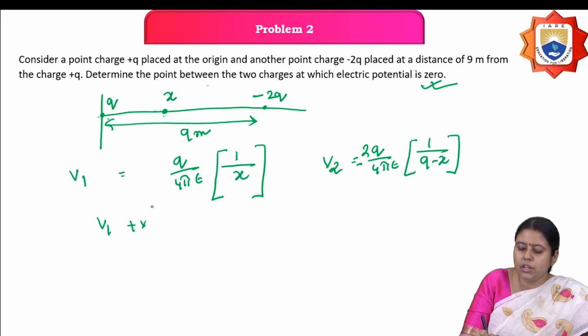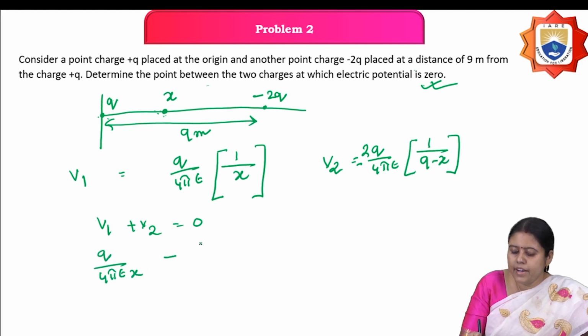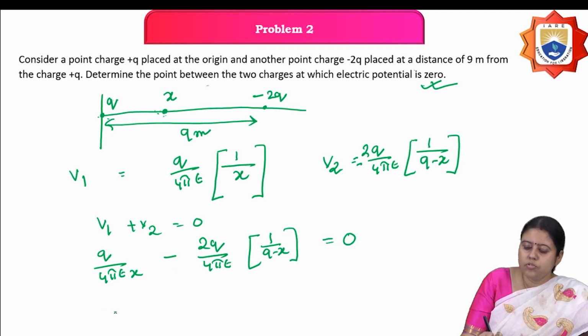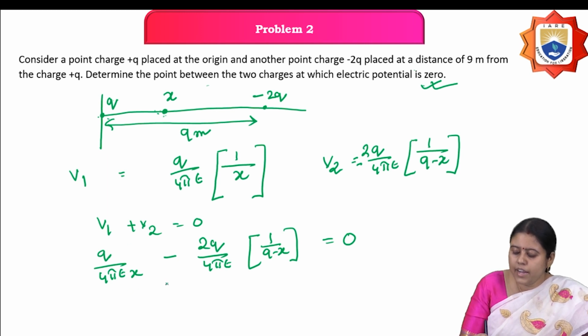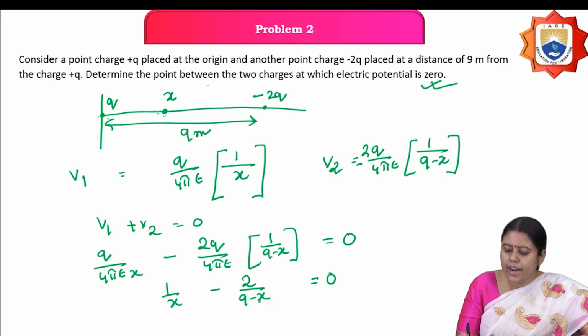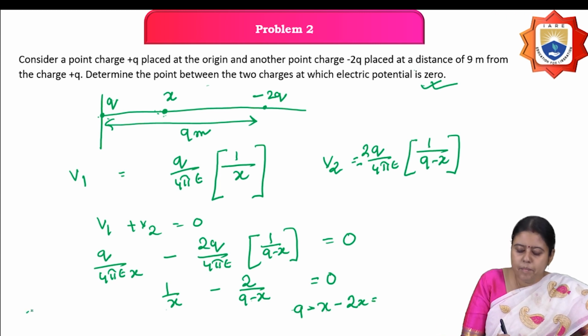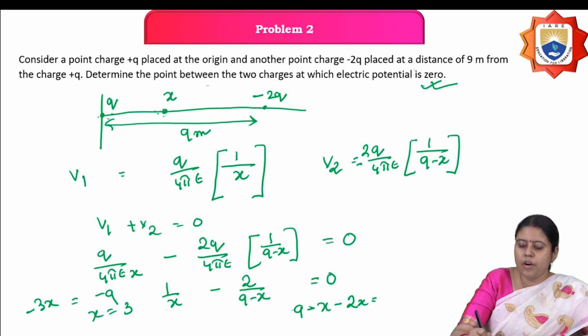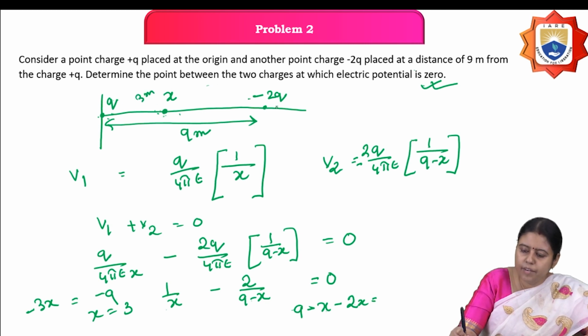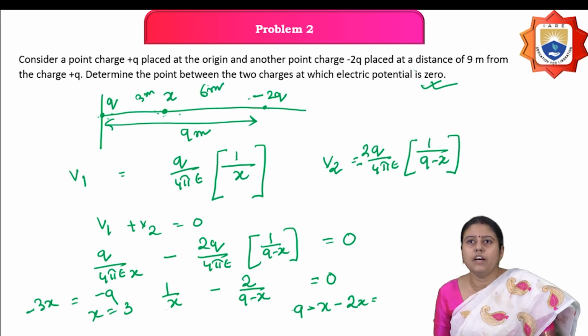Determine the point between the two charges at which the electric potential is 0. So V1 plus V2, the potential due to V1 and V2, is equal to 0. So Q by 4 pi epsilon x minus 2Q by 4 pi epsilon, 1 by 9 minus x is equal to 0. If I take Q by 4 pi epsilon common, we get 1 by x minus 2 by 9 minus x is equal to 0. So 9 minus x minus 2x is equal to 0. From there we get minus 3x is equal to minus 9 and x is equal to 3. So from here it is 3 meter and from the other charge it is 6 meter. So this is the solution of problem 2.